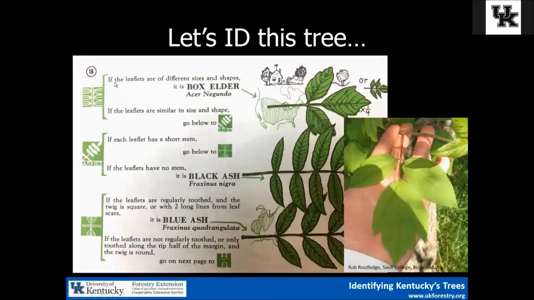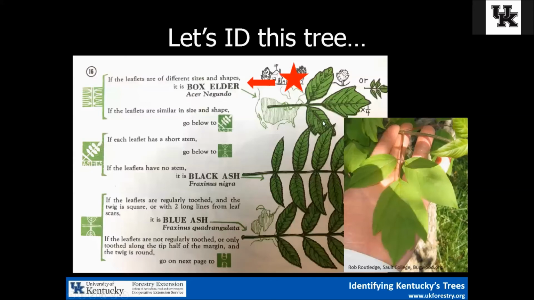Now we're going to see which one of these statements fits best. If the leaflets are different sizes and shapes, it is a box elder, or if the leaflets are a similar size and shape. As I'm going around with my cursor here, this leaflet at the top looks quite a bit larger than the ones on the side, and its shape is a little bit different. Look, we have some indentation, some lobing on it as opposed to on these. So to me, that's telling us that we have a box elder right here. And if we look at the picture of the box elder, it looks just like our sample.